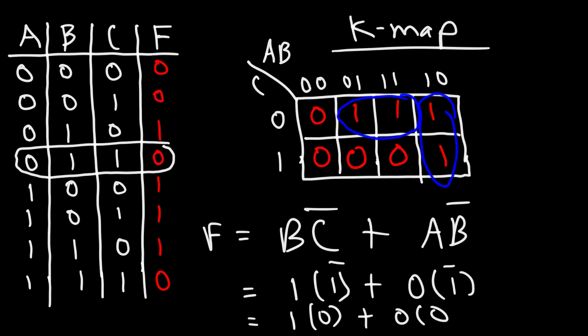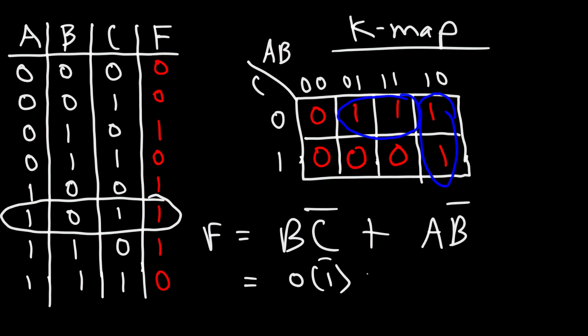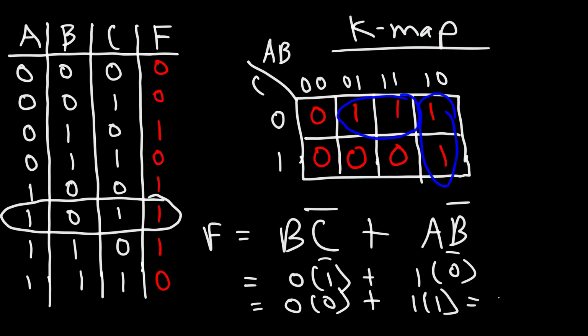Let's try another one. Let's try this one. Let's see if the function will give us the correct output. So B is 0, C is 1, A is 1, and B is 0. Now the complement of 1 is 0, and the complement of 0 is 1. 0 times 0 is 0, 1 times 1 is 1, 0 plus 1 is 1. So we get the right output.